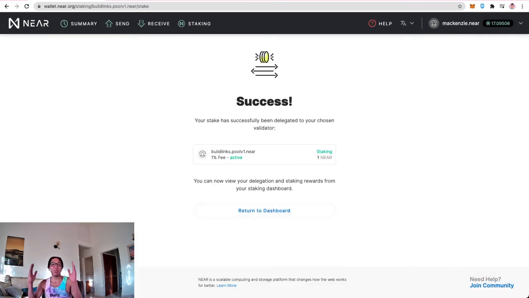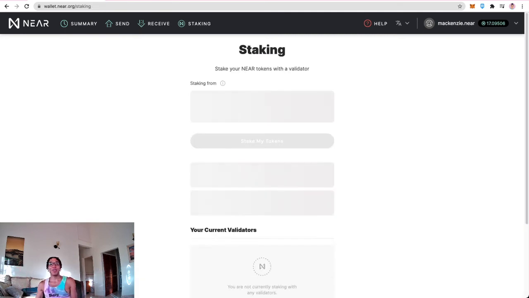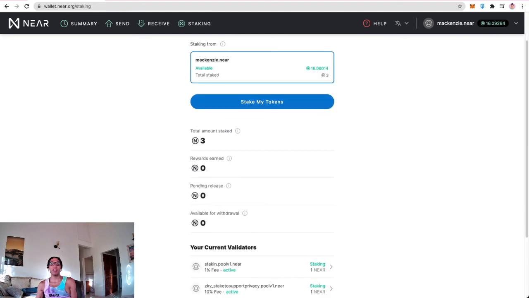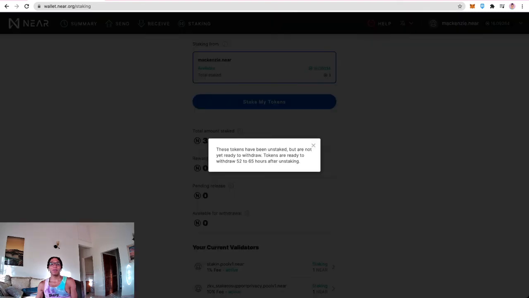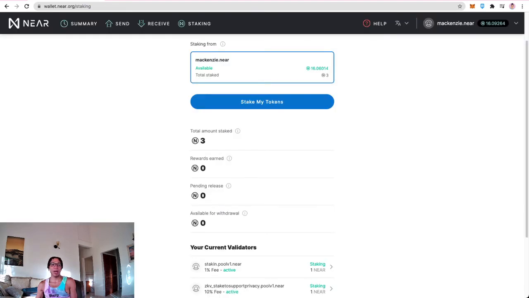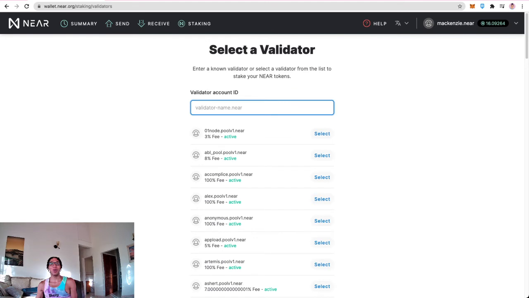Remember, epochs are just periods of time where the validators are for sure voting. So you need to wait, and it shows you right here, right? These tokens have been unstaked, but are not ready to withdraw. Tokens are ready to withdraw 52 to 65 hours after staking. It's 4 epochs from what I remember. I don't think I did them all yet. There was one more I wanted to do.